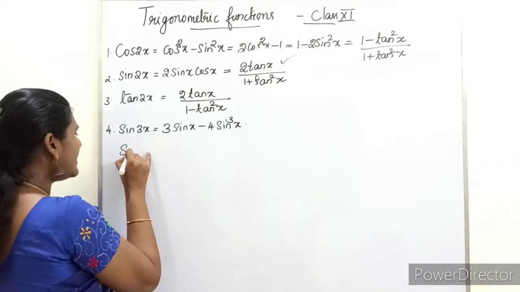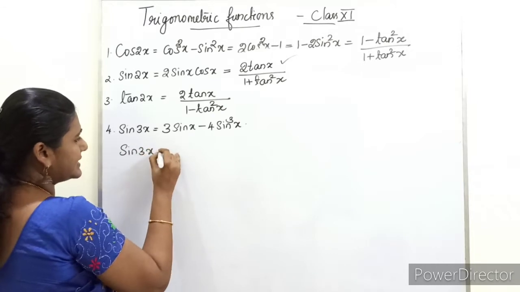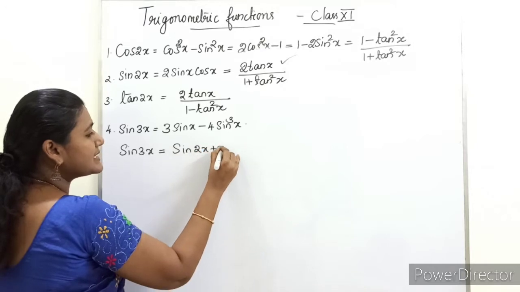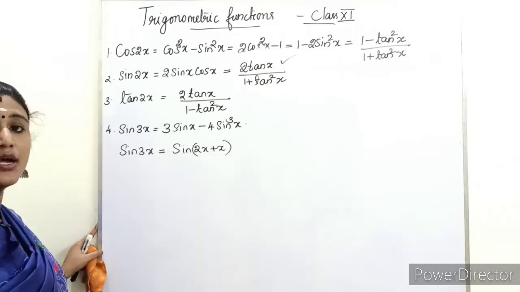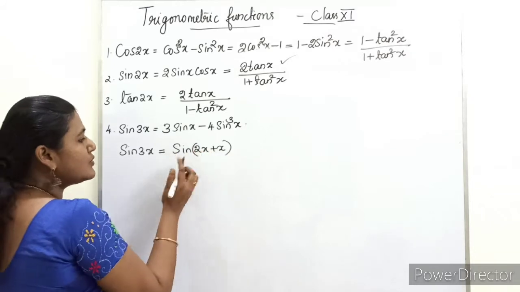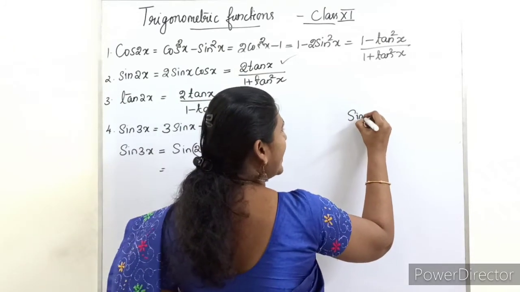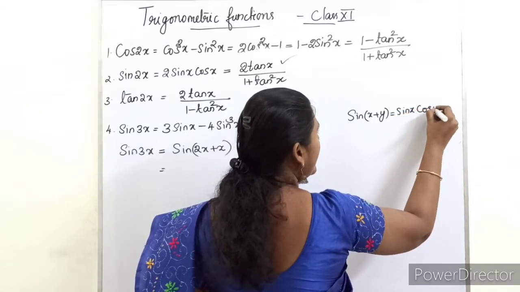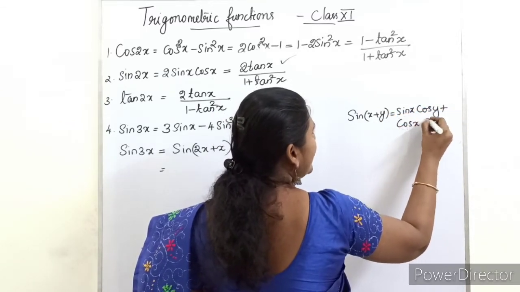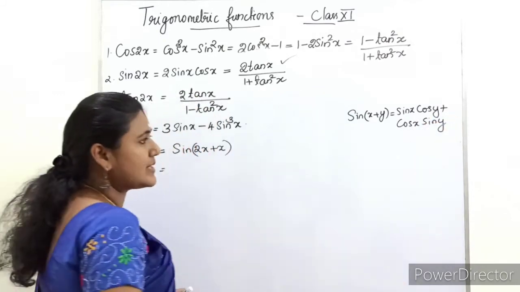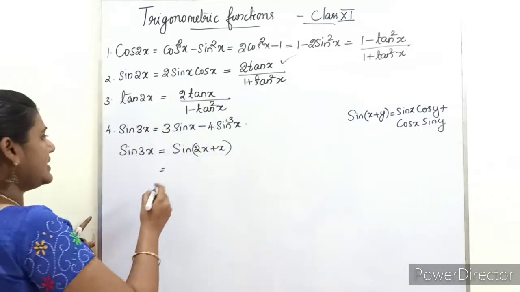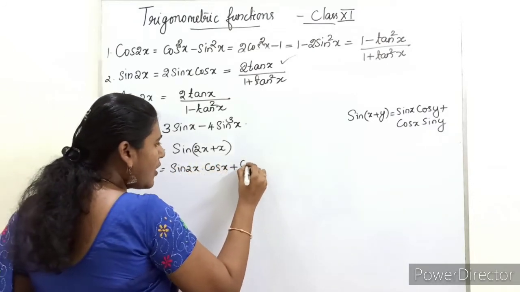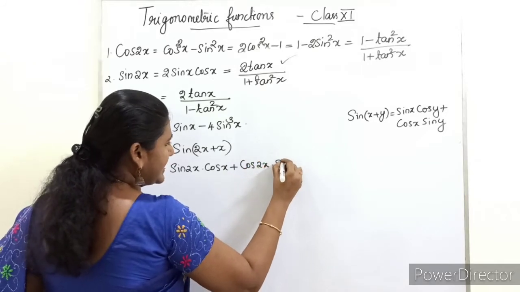We will start with the left side, that is sin 3x. This sin 3x we can write as sin of 2x plus x. So 3x we can split as 2x plus x. Again we will use the sin x plus y formula. So what is sin x plus y? Sin x cos y plus cos x sin y. This formula we will use here. So sin 2x into cos x plus cos 2x into sin x.